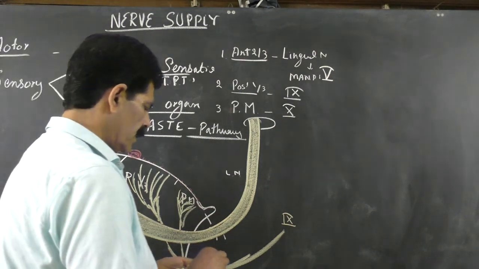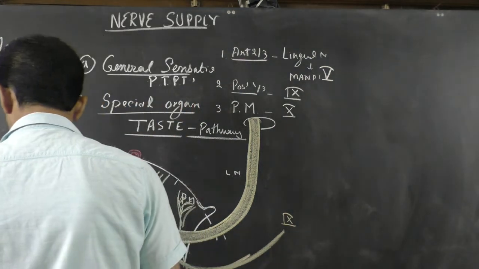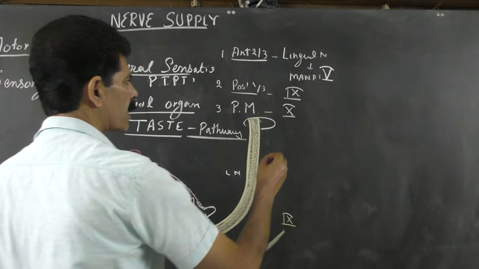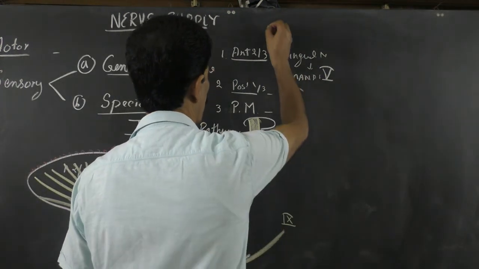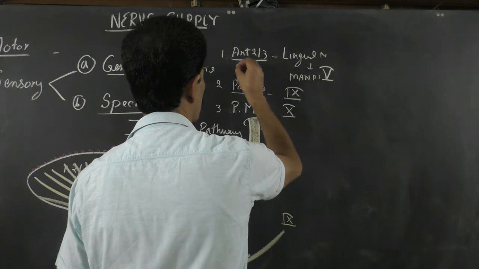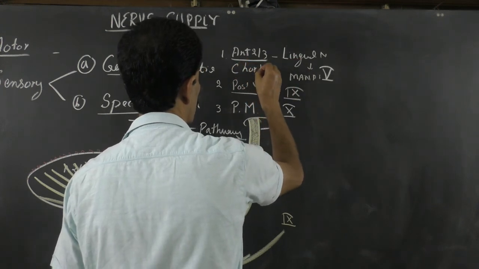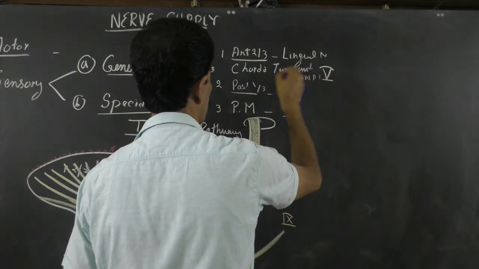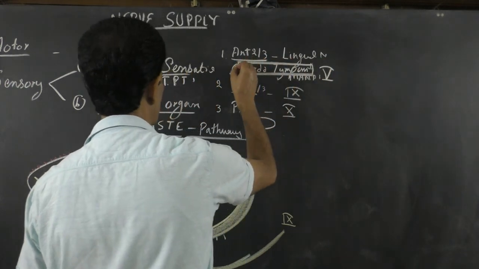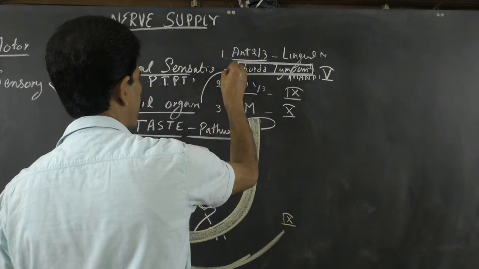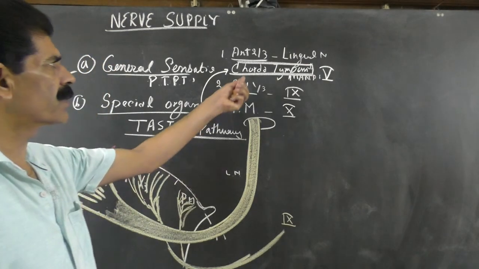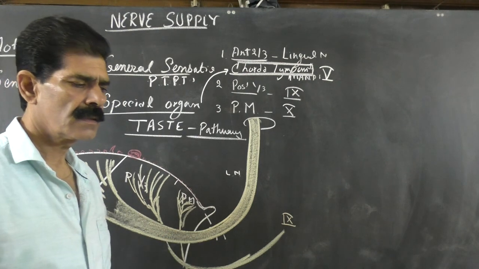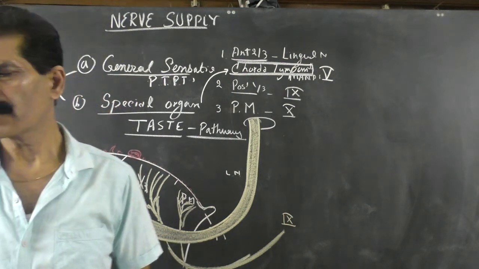From the anterior 2/3, these special senses are carried by what is called the chorda tympani. The chorda tympani carries the special taste sensations from the anterior 2/3. Now we will do the course of these nerve fibers, how these fibers go.